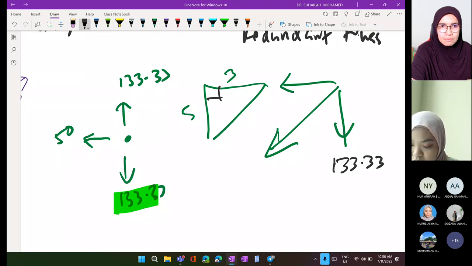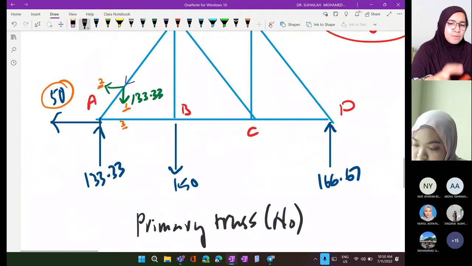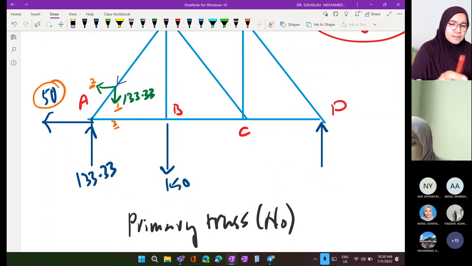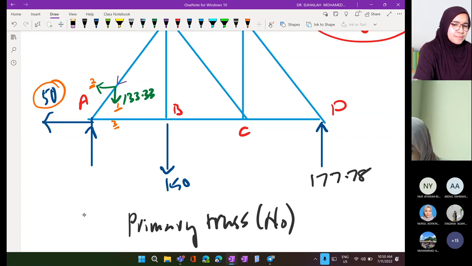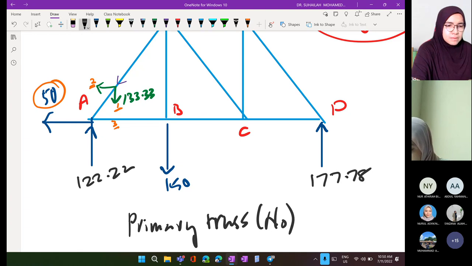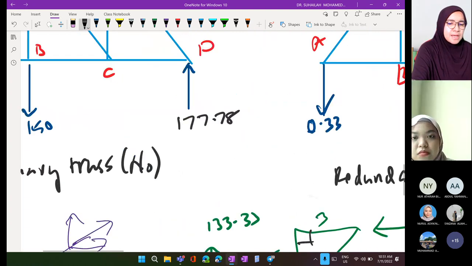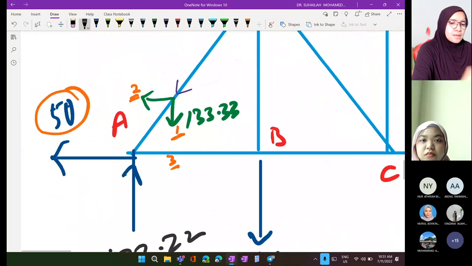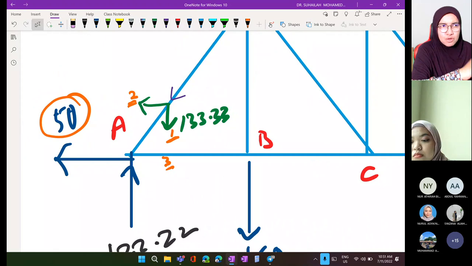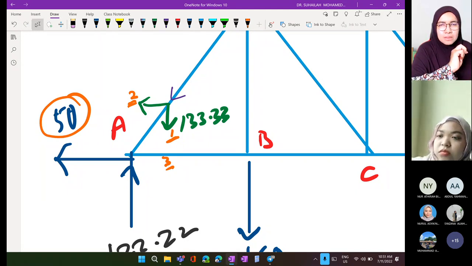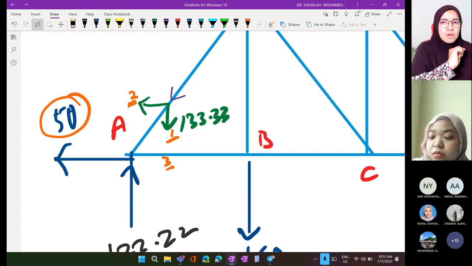Sorry, there is a mistake for the reaction. Actually, for the Dy, 177.78. So what about Ay? Ay is 122.22. And the Ax remains. So we start at A. We need to balance: total Fx, total Fy is 0. We choose A because there is one unknown in the Y direction. X has two unknowns, so we have to solve Y first.